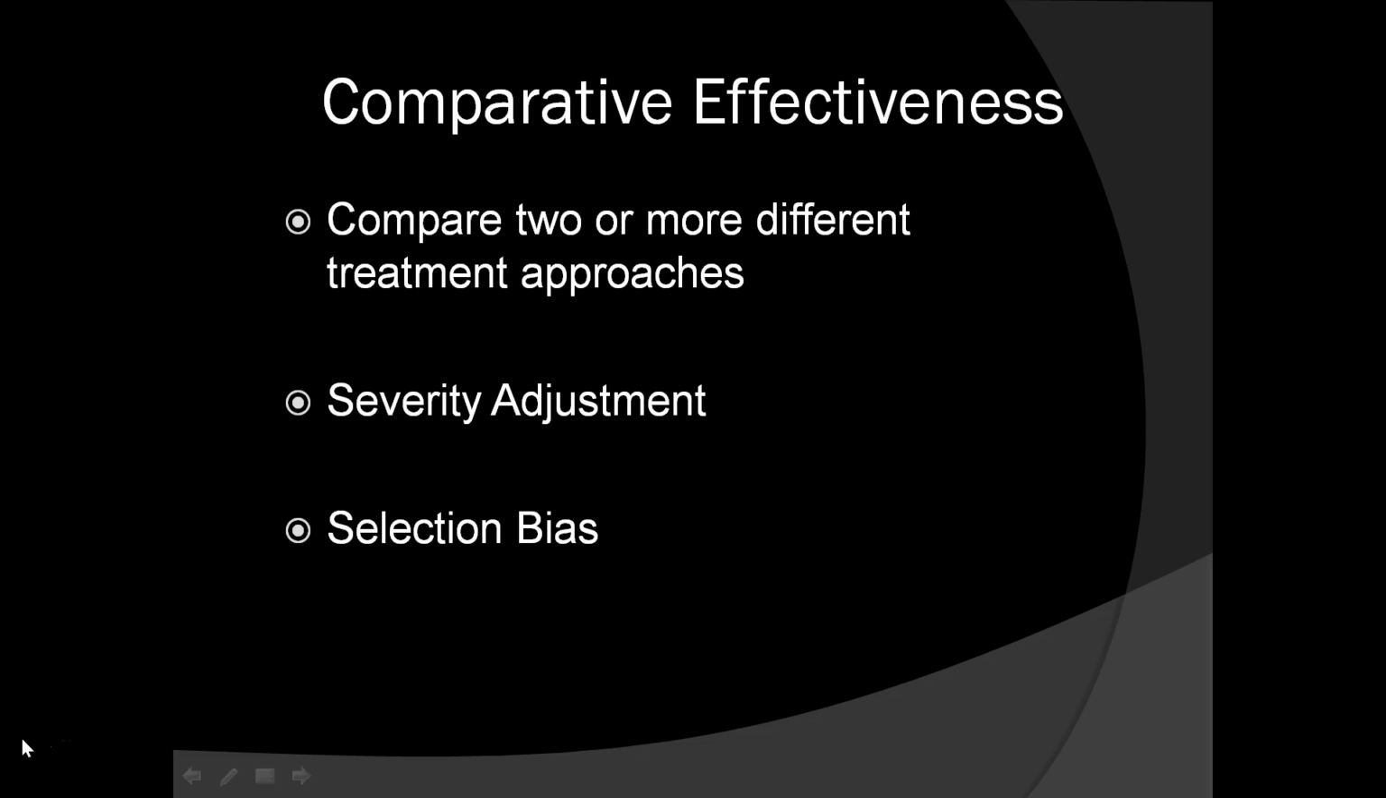As the size of the comparative group increases, severity adjustment decreases. And then you have selection bias. Now, the bias introduced by the selection of individuals, groups, or data for analysis in such a way that proper randomization is not achieved, thereby ensuring that the sample obtained is not representative of the population intended to be analyzed.